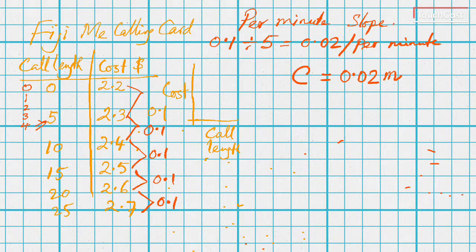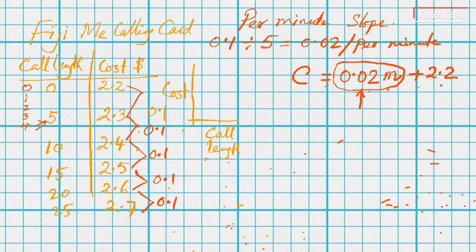Now, does it give you 2.2? I don't think so, because if you don't add 2.2, when you haven't made a call, that means you haven't used a single minute, still you've got to pay $2.2. So the equation turns out to be C, the cost, equals 0.02 times M, the number of minutes, plus 2.2.